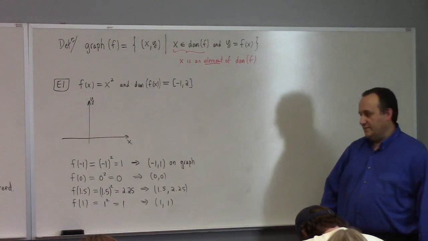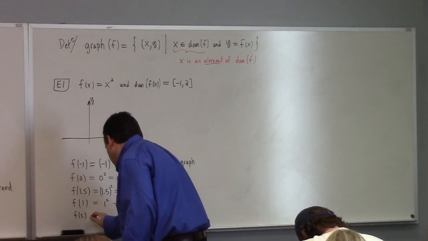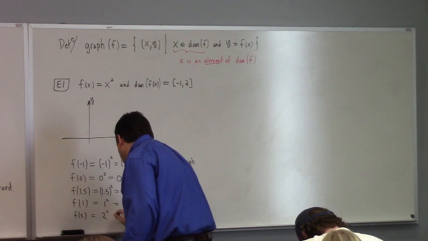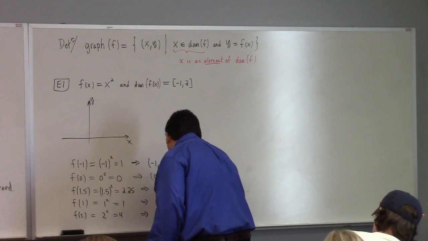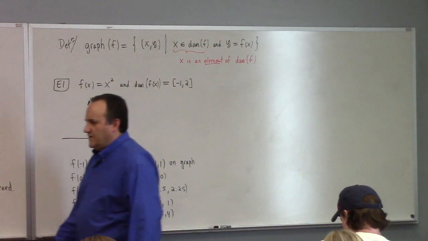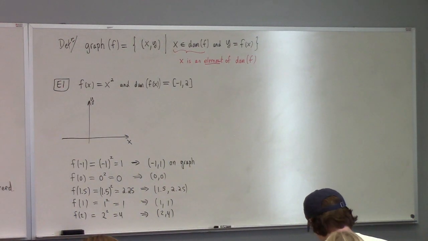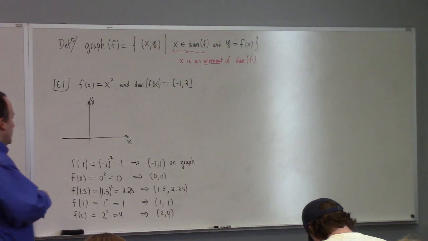Where's 2? What's f of 2? f of 2 is 2 squared, which is 4. That tells me that the point 2 comma 4 is on the graph. This is definitely overkill. We didn't need this many points. In fact, I would like for us all to get to the point eventually where we don't actually have to plug in points. This is one of our standard examples. We just know the shape of it and we write it down.